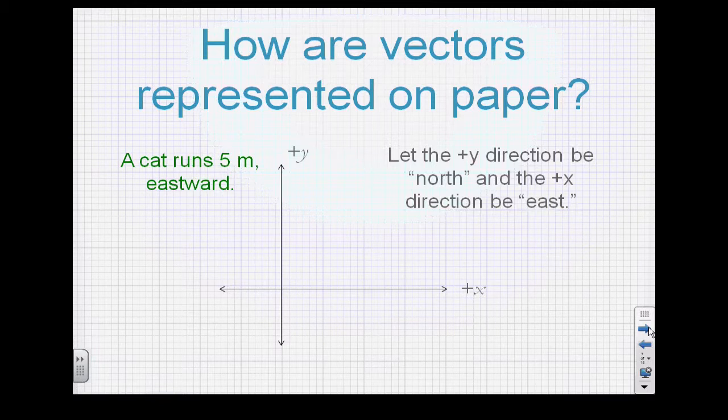How do we represent them on paper? Well, again, I've chosen a coordinate system. We're going to let the positive y direction be north and the positive x direction be east because it's what we're used to. I have a cat who's running 5 meters eastward, so I'm going to go over here and start at the origin. That's the easiest way to start. And I'm going to say that each block, or how about 2 blocks, is equal to 1 meter. And I'm just going to count over 10 blocks.